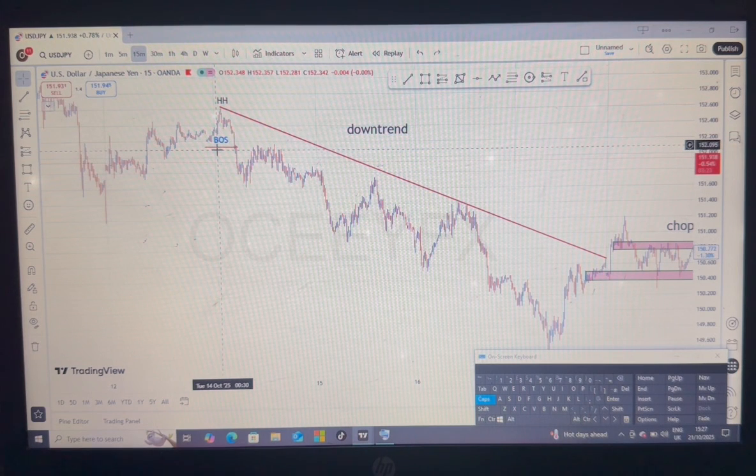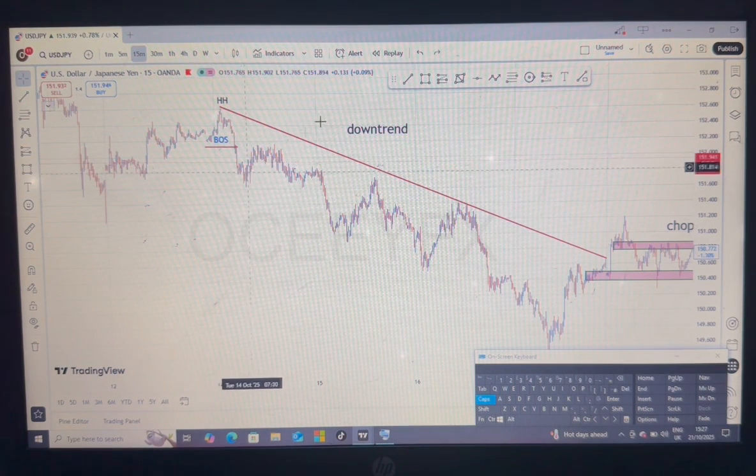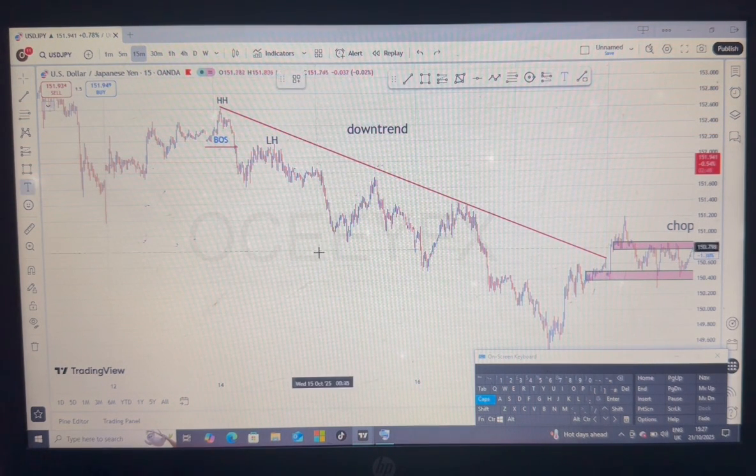After it broke structure, it started giving you lower highs and lower lows, showing that it reversed to a downtrend. You can see it here. It broke structure. It gave you, let me picture this out here, right? This is a lower high. And this is a lower low here.